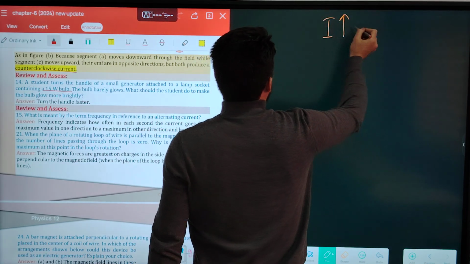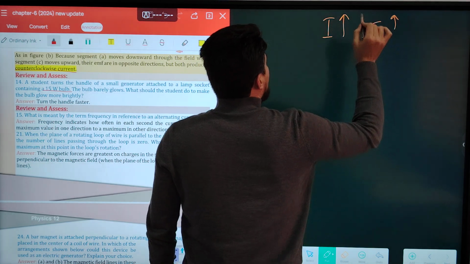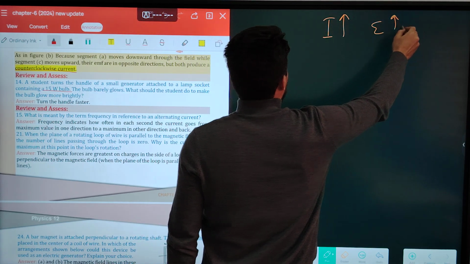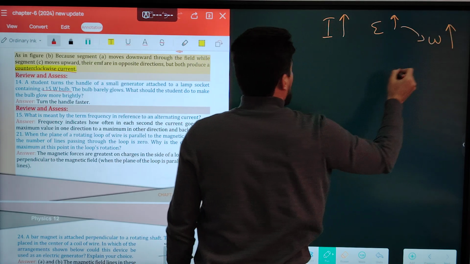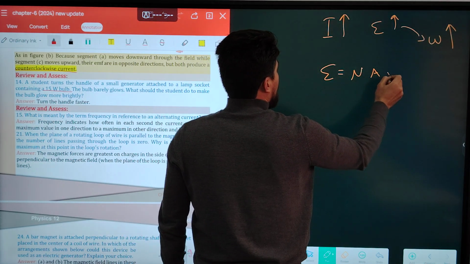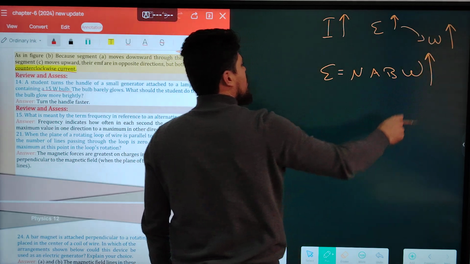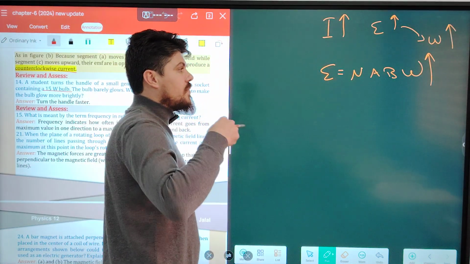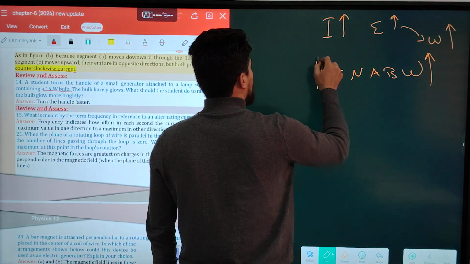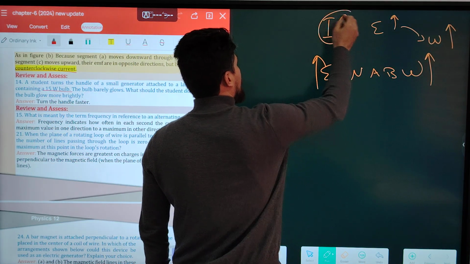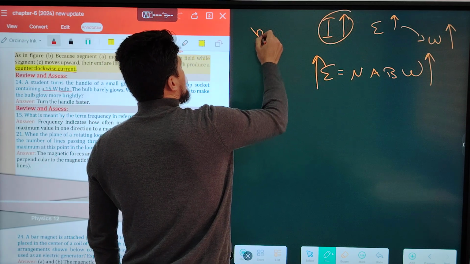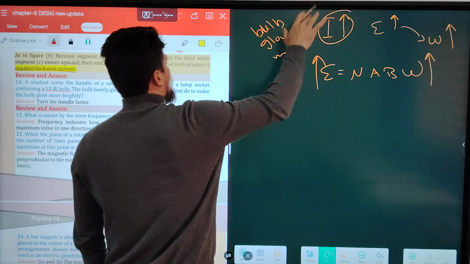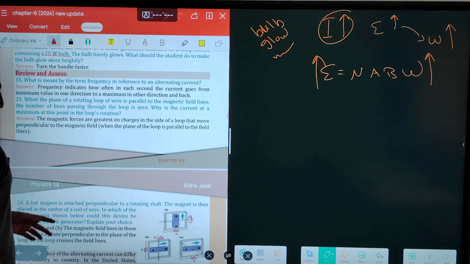Brightness also increases. When does the current increase? When EMF increases. When does EMF increase? When angular speed increases. EMF is equal to what? NAB omega. If the handle of the generator is turned faster and faster, omega increases. When omega increases, EMF increases. When EMF increases, current increases. When current increases, the bulb glows more brightly.